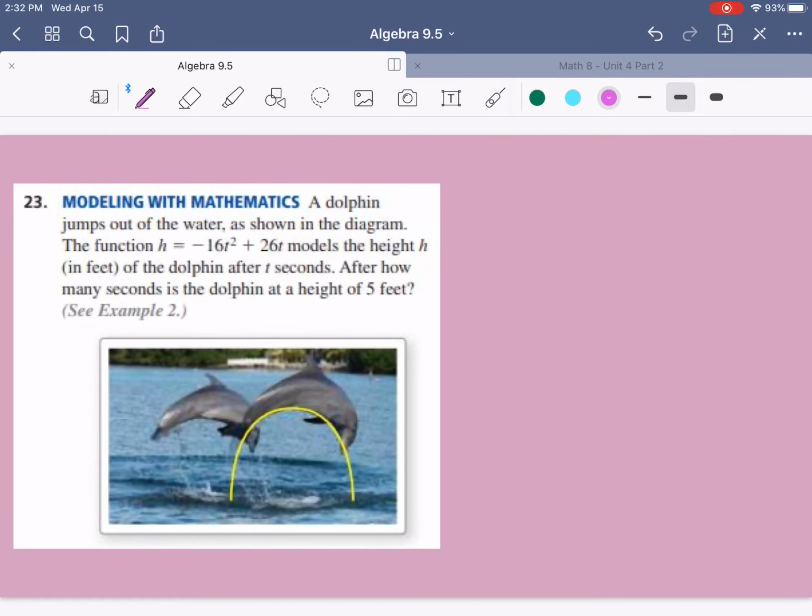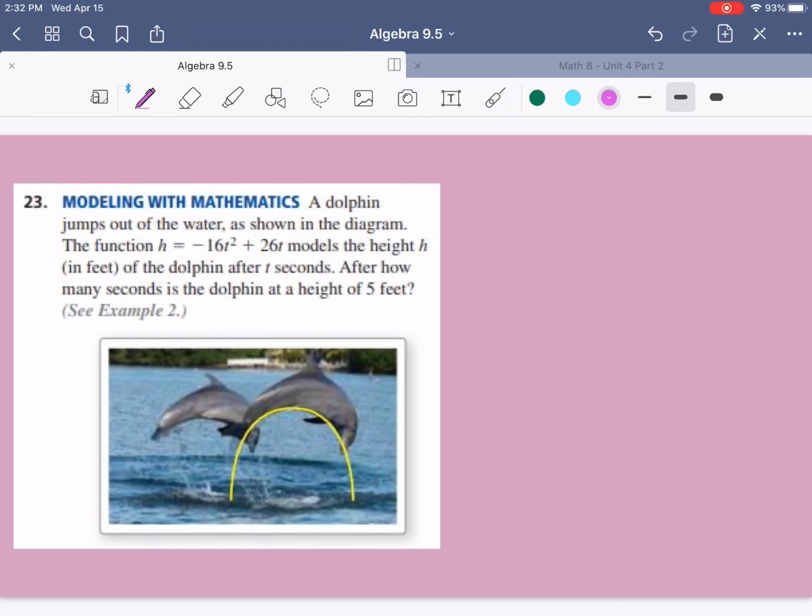I had lots of people ask me for help with number 23, the modeling with mathematics question from yesterday's homework. So one person asked me if we could just work it through together on the notes for today. So thank you, Ava. Yes, I will totally work this out.